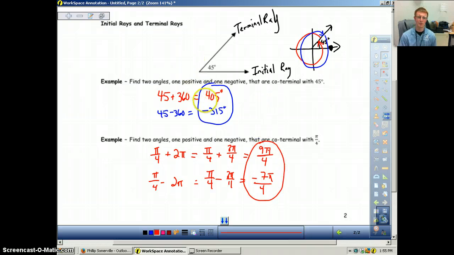The big mistake between these two problems, not that they're hard, is that when you see something in radians, you have to remember that you're adding 2 pi and subtracting 2 pi. You're not in degrees, so therefore you cannot add or subtract 360 degrees to get your answer. So hopefully that's pretty clear.